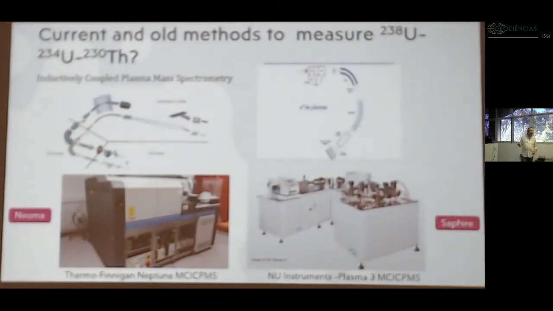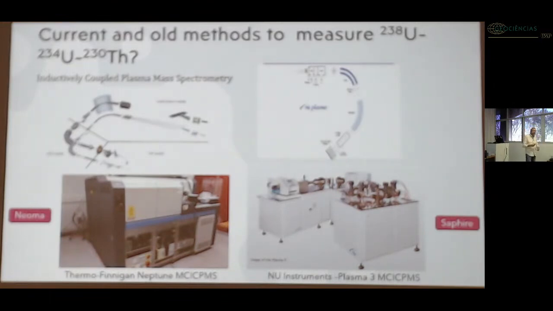There are currently two instruments that are widely used. One of them is the Thermo Finnigan Neptune ICP-MS, widely available in many laboratories, and this is the Nu Plasma 3 ICP-MS. There are previous versions of these instruments. You could find in some other labs the VG54 or the GV Isoprobe or the Plasma 2 or the Plasma 1 from Nu. You will also find newer instruments that have come to market in the last few years, the Neoma and the Sapphire, which have what is called a collision cell.